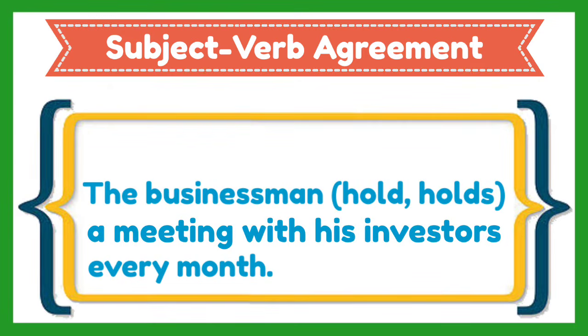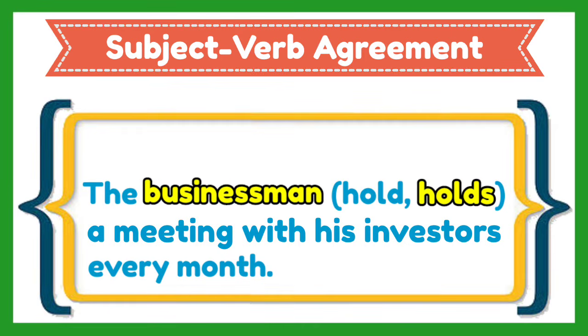First one, the businessman holds a meeting with his investors every month. The answer is holds. Why? Because the subject in the sentence, which is businessman, is singular. So the verb must also be singular.